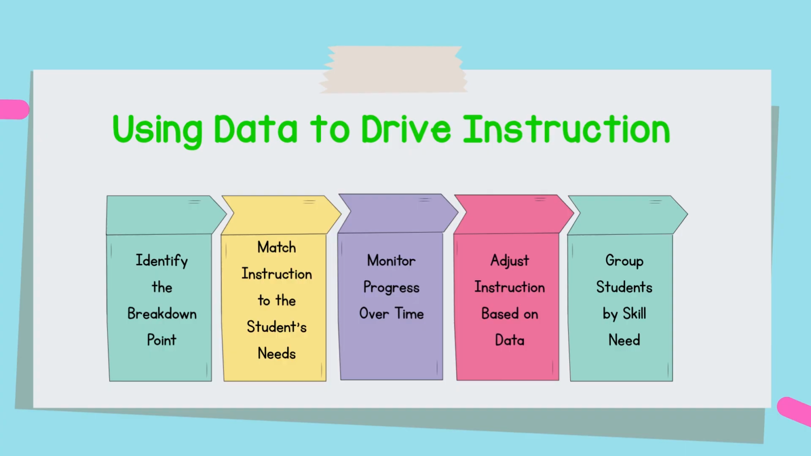And the final step is to group students by skill need. If you're providing small group instruction in your classroom, this is where you group students by skill need, not reading level. So you might have a group working on phonemic awareness, blending and segmenting. You might have a group working on CVC decoding, or a group working on vowel teams. Grouping by skill ensures that every student receives instruction at the level where they can actually grow, not at a level determined by a leveled reader or a benchmark score. This makes intervention efficient, targeted, and effective.